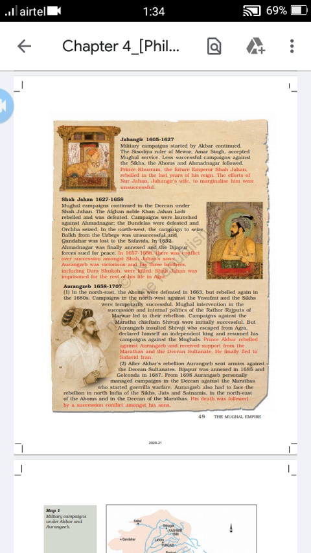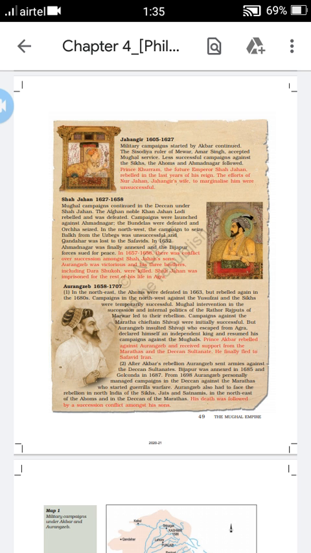His Mughal campaigns were continued by Shah Jahan, that is in the Deccan under Shah Jahan, and the Afghan noble Khan Jahan Lodi, he was a rebel, and he was defeated. Campaigns were launched against Ahmadnagar and the Bundelas, and he seized some part of the northwest, that is Uzbegs. And in 1632 he finally took Bijapur.